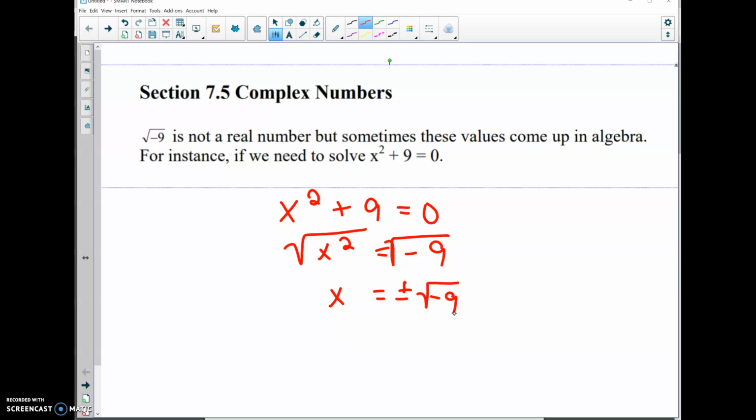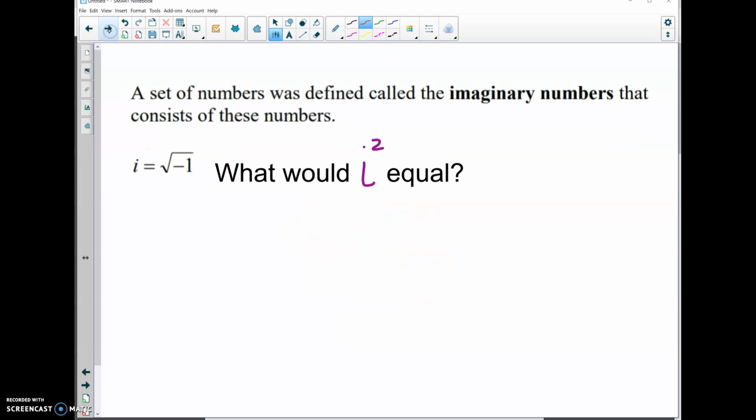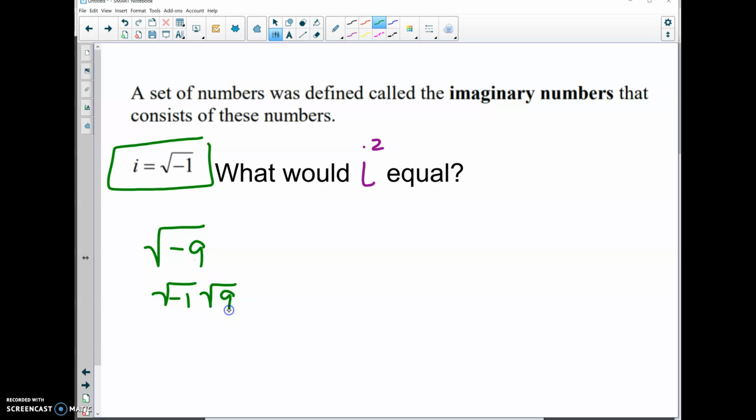However, mathematicians came up with a notation that represents the square root of -1. Mathematicians came up with the variable i that represents the square root of -1. So back there, if we had the square root of -9, we can do the square root of -1 times the square root of 9, so 3i, with i representing the square root of -1. So it just makes it look a little bit nicer.